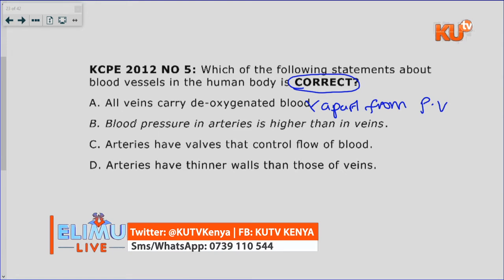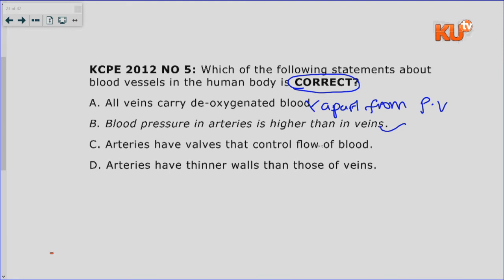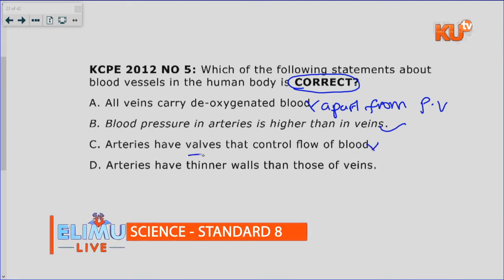Blood pressure in arteries is higher than veins. That is correct. That is why they have a thick wall. Arteries have valves that control the flow of blood. That is wrong. Valves, I've told you, VV. Valves are found in veins. Remember that. Arteries have thinner walls than those of veins. That is wrong. That is the opposite. Veins have thinner walls than arteries.